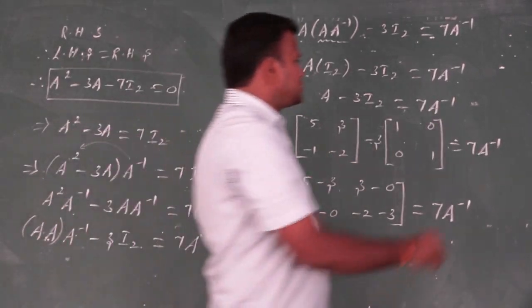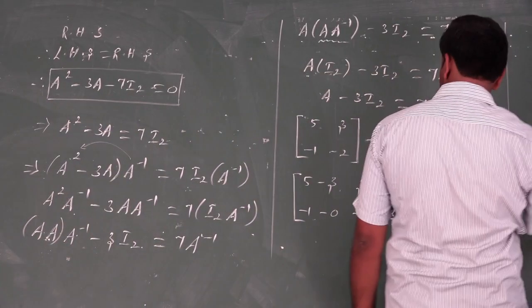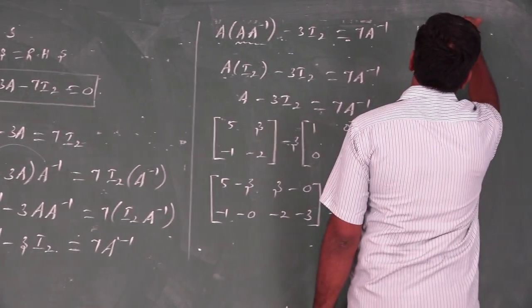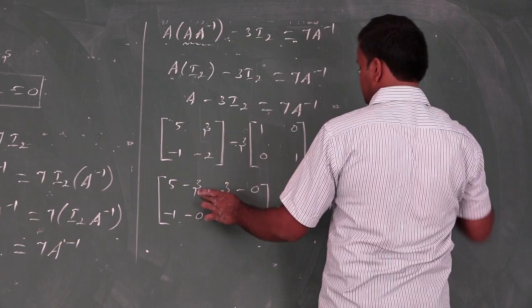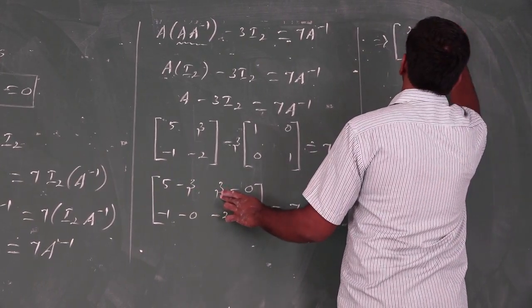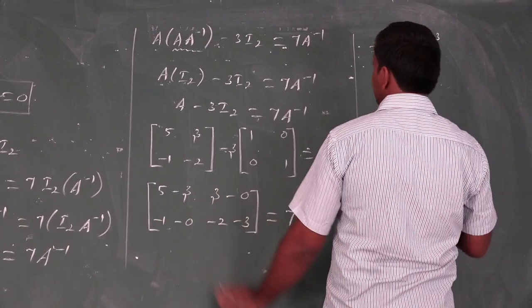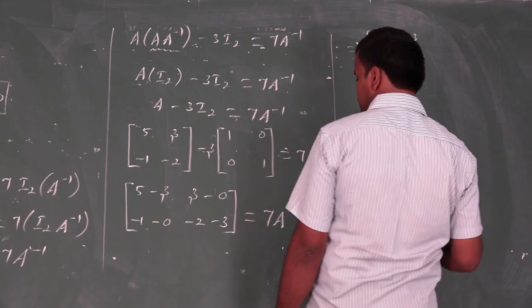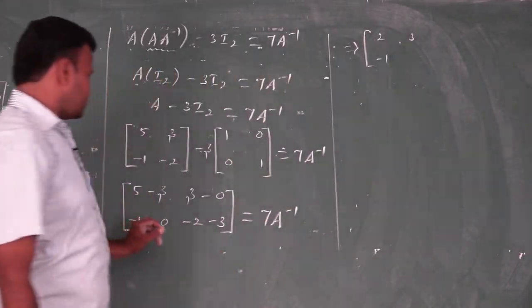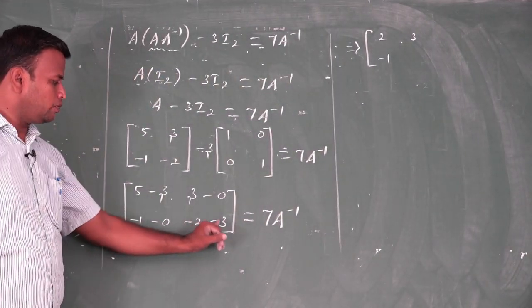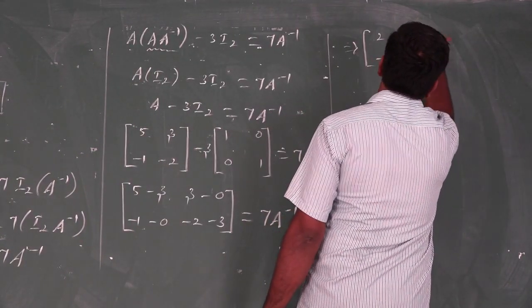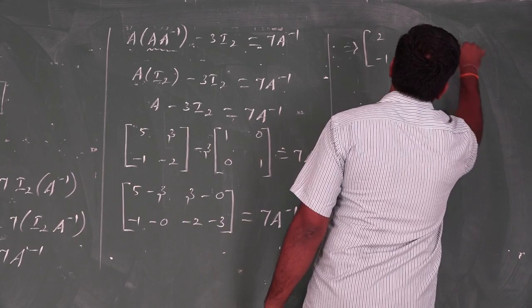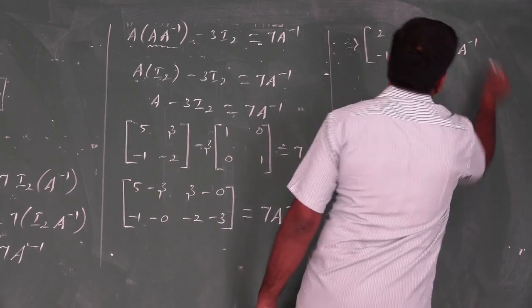Now we simplify this matrix. 5 minus 3 is 2. 3 minus 0 is 3. Minus 1 minus 0 is minus 1. Minus 2 minus 3 is minus 5, is equal to 7 into A inverse.